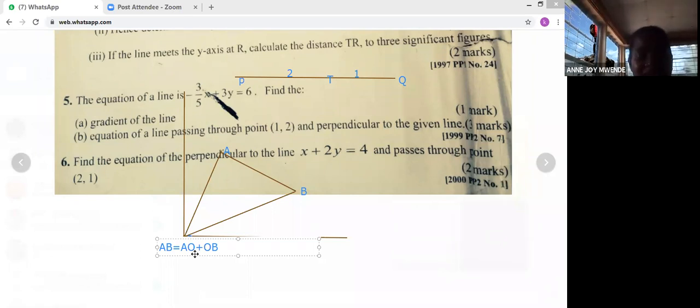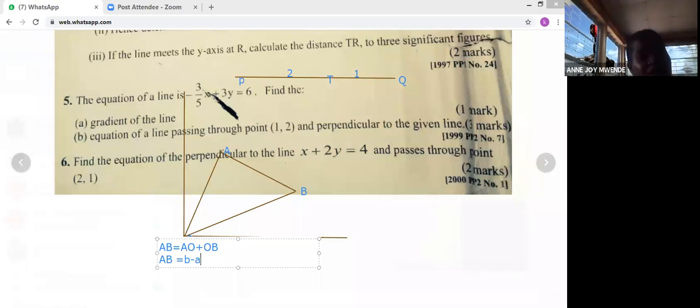That is why we usually say that AB is supposed to be the value of B minus the value of A. Why am I saying this? Because the direction of AO will be negative and then OB will be positive. So AO will be negative A, and then OB will be positive B. So when you rearrange, I will get B minus A.